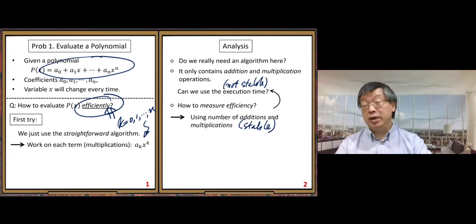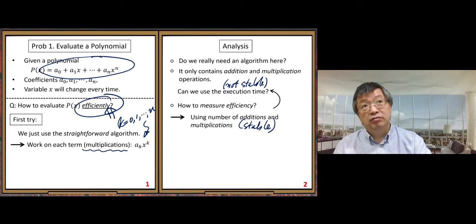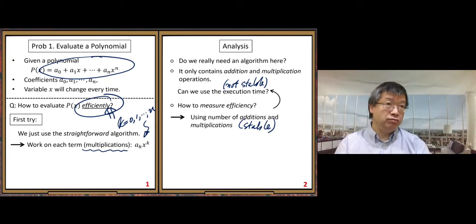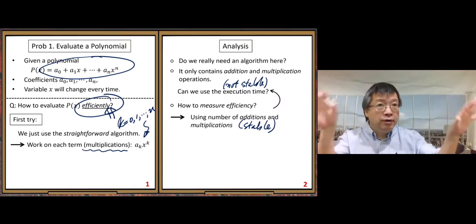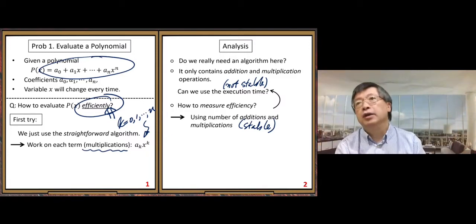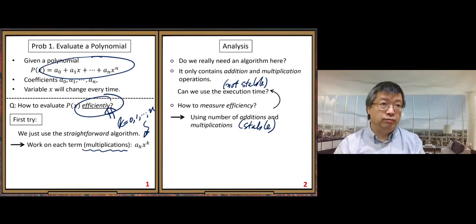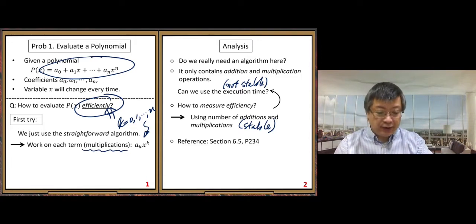Very general expression. And when we evaluate one general term, we only do multiplications, right? We do not do addition. Single term, there is no addition. After we get the values for all the terms, we do additions to add them up. So that's our straightforward solution. Now the question, when we use this method, is how fast it is.